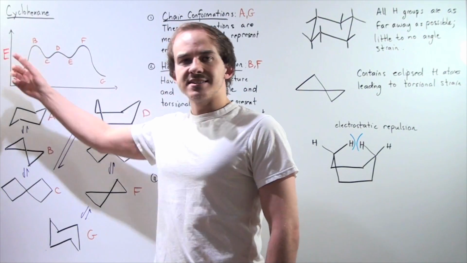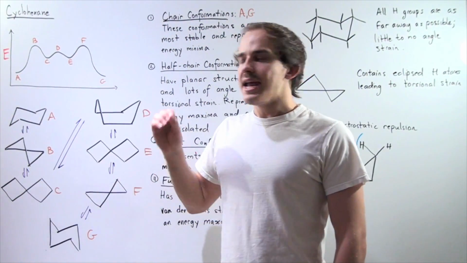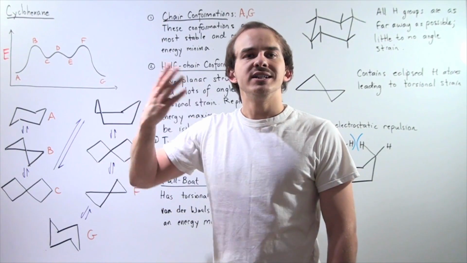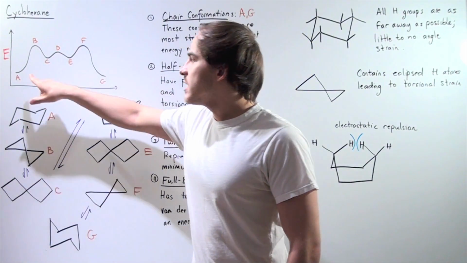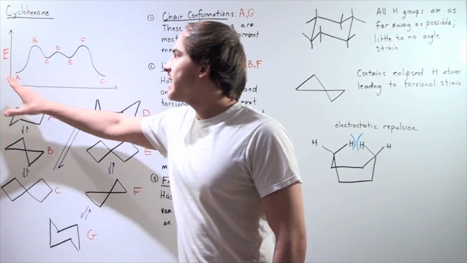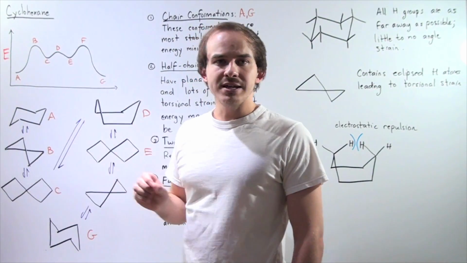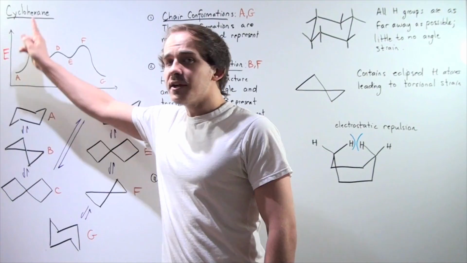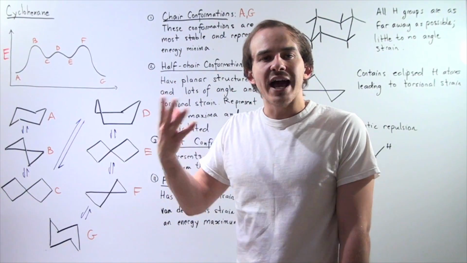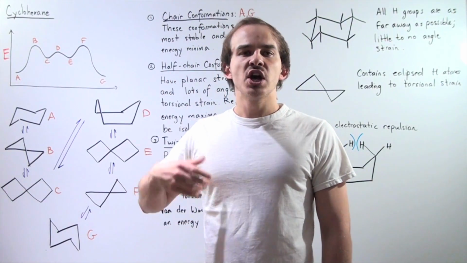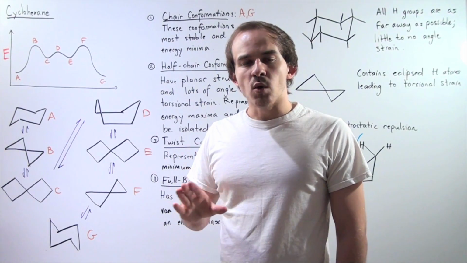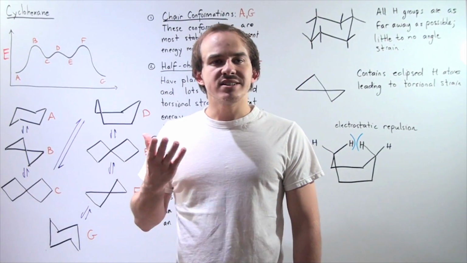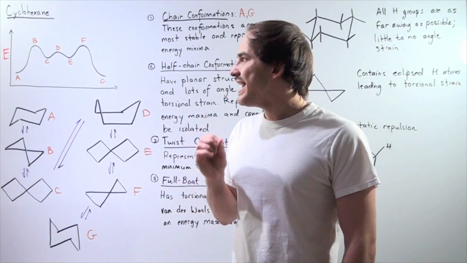So the y-axis is the energy axis. In other words, the higher we go, the more energy we have, the lower we go, the less energy we have. Now letters A through G represent our various types of conformations that cyclohexane can take. The higher on the y-axis we go, the more energy our conformation has, the less stable it is. Likewise, the lower we go, the less energy it has, and the more stable our conformation is.